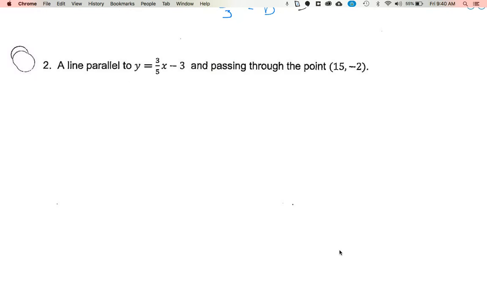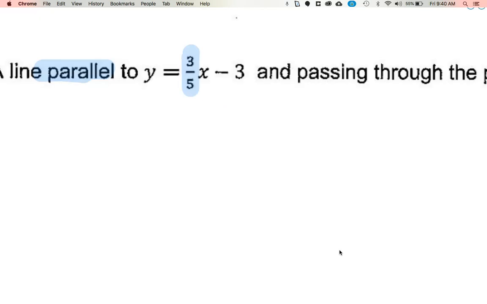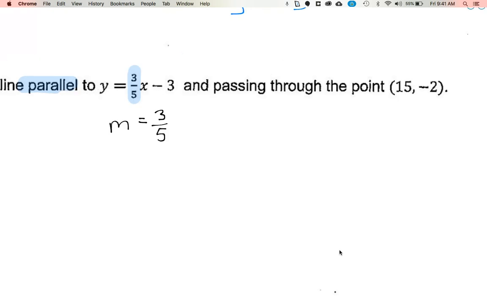Number 2. The only difference about number 2 is we have this idea that now it's parallel. So that's actually less work. Even if you didn't realize that, you could get away with doing this problem correct because we're just going to steal this slope off the equation. So I'm going to use the slope of 3/5. And I'm going to use this point.